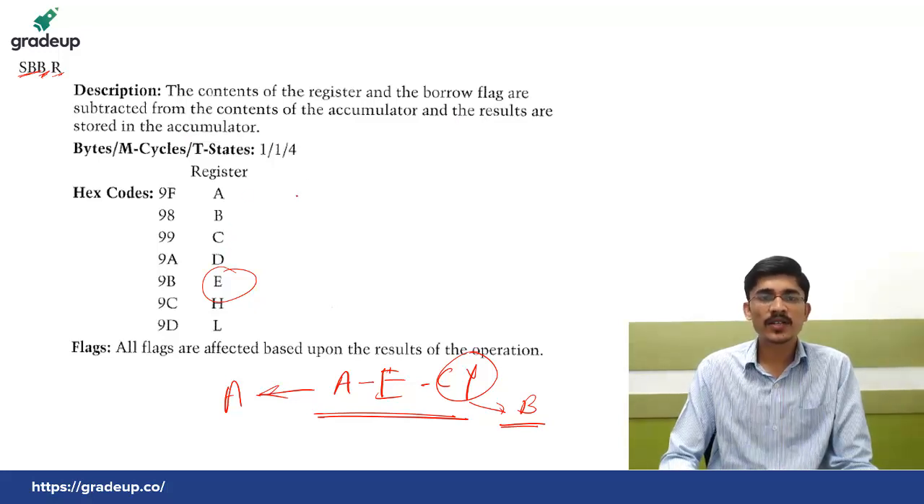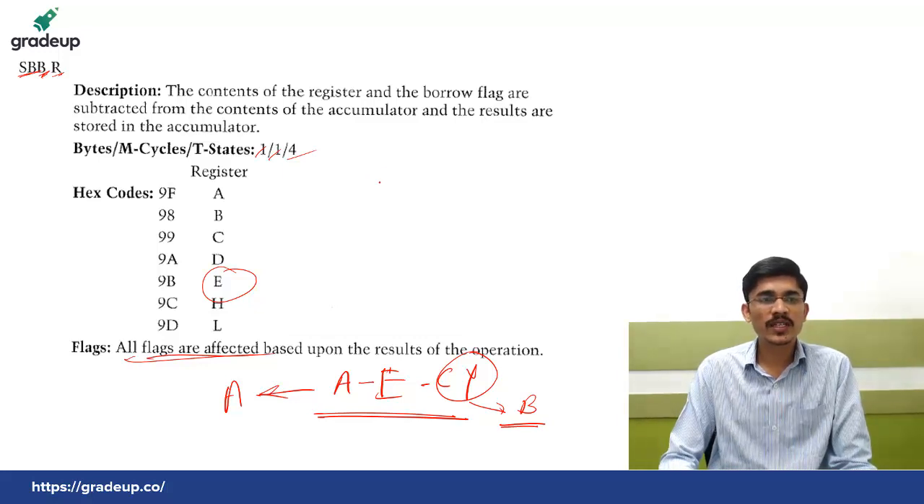If you have understood everything till now, you must have understood that it is a 1-byte instruction. It will require only 1 machine cycle, which is the opcode fetch machine cycle, which requires 4 T states, and all the flags will be affected depending upon the result of the operation. So this is how the SBB R instruction works.